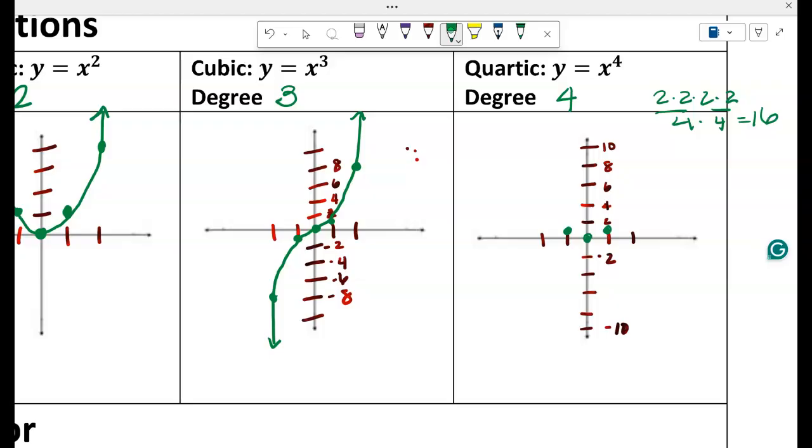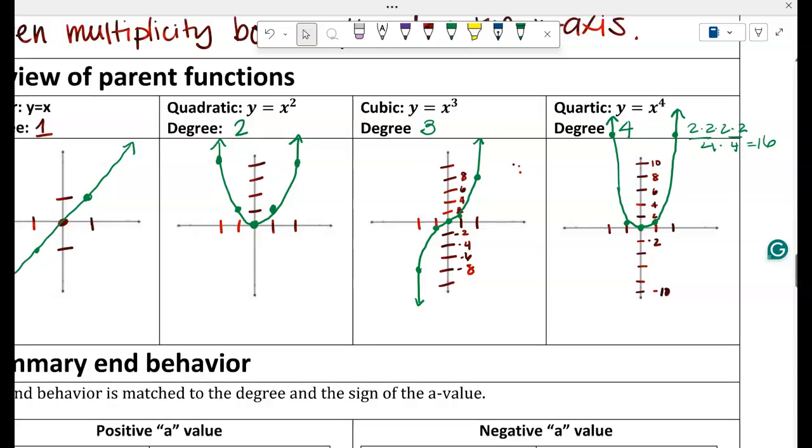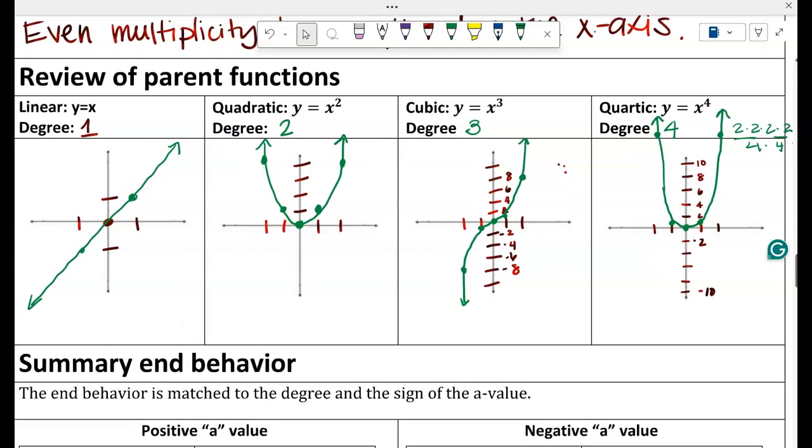I only have 10 right there, so I'm going to go off the grid. So imagine 16 is up here. And then negative 2 to the 4th, again, is going to be all the way up there. So we are going to see that it's kind of similar to your degree of 2, because when you have an even power and you 4th power everything, that would be positive. So again, even power, let's pinch it all in. Even power, it bounces off. Odd powers, it crosses.